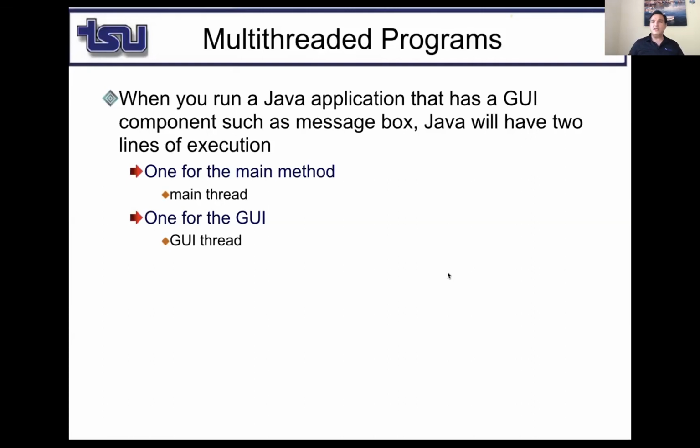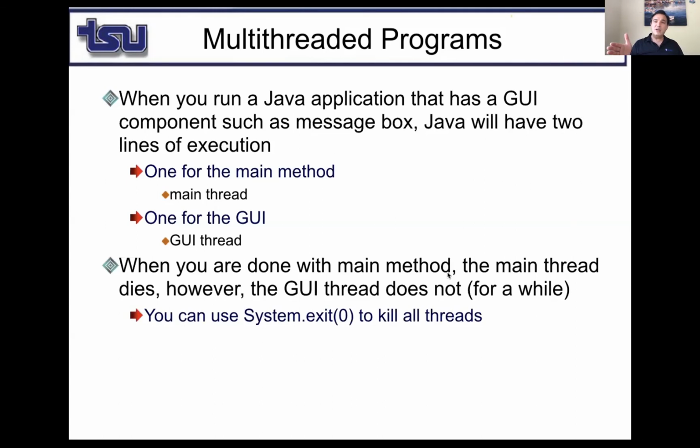When you run a Java application that has a GUI component, such as a message box, such as a button, and things like that, Java will have two lines of execution, one for the main method, one for the GUI. The line of execution for the main method, I call it main thread. The line of execution for graphical user interface, I call it GUI thread. Okay? When you are done with the main method, Java is going to automatically terminate the main thread, but Java will not automatically terminate the GUI thread. Therefore, it's stuck a little bit. However, if you use system.exit, it will kill all the threads.